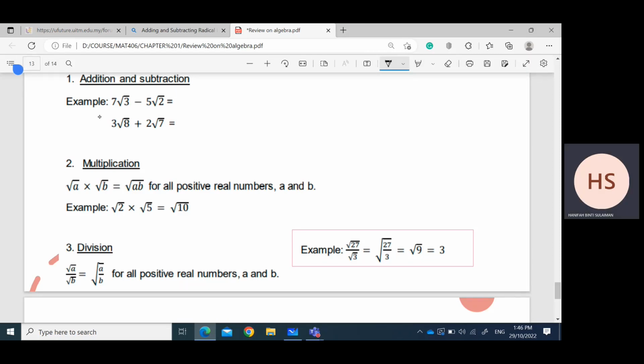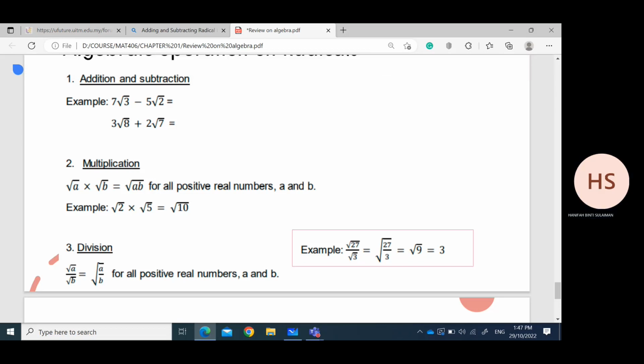For addition and subtraction, the first example is 7 times square root of 2 minus 5 square root of 2. Okay, so for this one, we cannot do any simplification. Kita tak boleh nak buat apa-apa simplification. Then you just calculate using your calculator. Press 7 in your calculator and then press the square root symbol. You insert 3. Okay, and then minus 5 square root of 2. And then you press the equal sign.